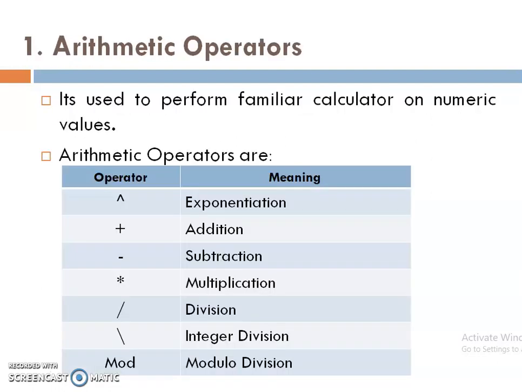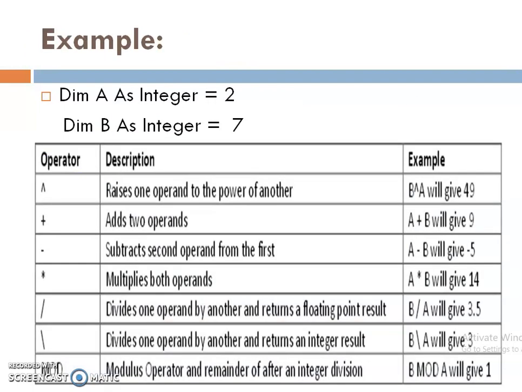Now first, arithmetic operators. They are used to perform familiar calculator operations on numeric values. Arithmetic operators support the following operators: exponentiation, addition, subtraction, multiplication, division, integer division, and modulo division. Now for this operator we use an example. We take two variables a and b. Its data type is integer, and a value is 2 and b value is 7.